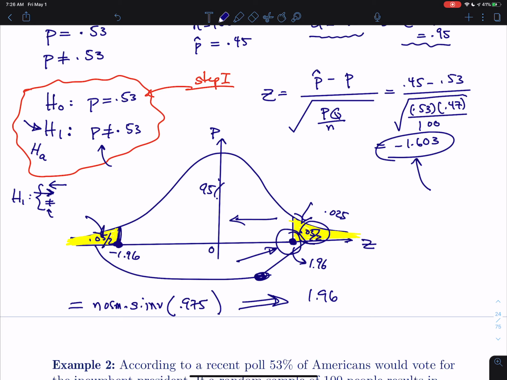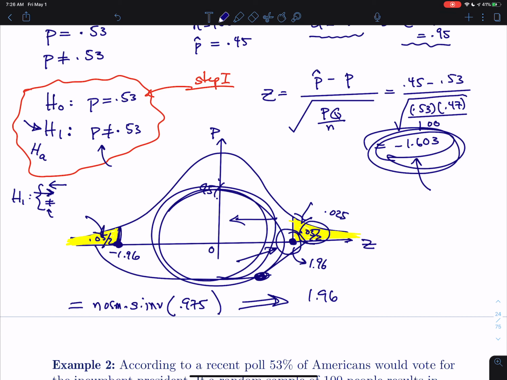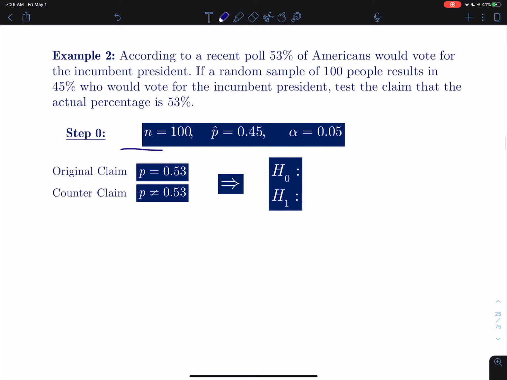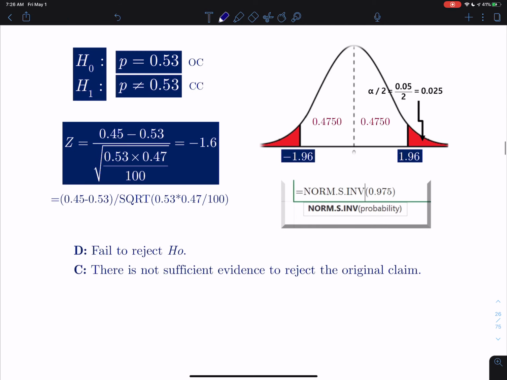Now the question is, is this test statistic falling in the acceptance region, I call it, or in the rejection region? All right, so I've typed this up for you, so let's move on and actually look at it typed up. So we write the given information. I usually call that step 0. We write the original claim, we write the counterclaim, and then we categorize it under the null and the alternative hypotheses. We've done that, and I have the whole thing for you written here.